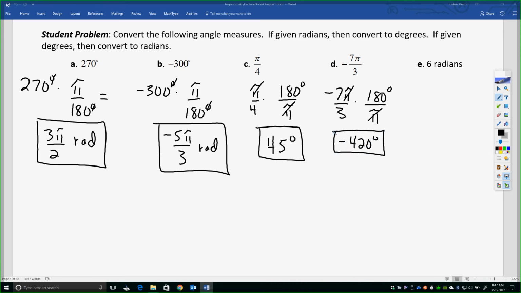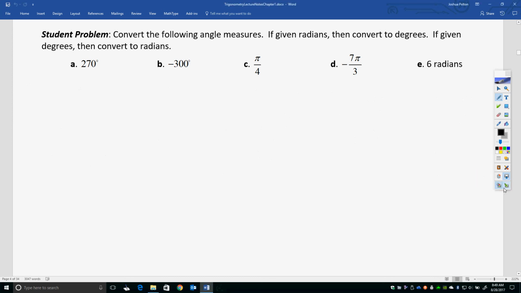Okay, and the last one says 6 radians, but there's no pi. Just because there's no pi does not mean it's not radians. So we have 6 radians. We'll multiply that by 180 degrees over pi radians, which will cancel that and give me 1080 degrees over pi, which is a sufficient answer because it is in degrees. That would give me approximately 343.77467 degrees. Okay? Alright, let's go to page 5.